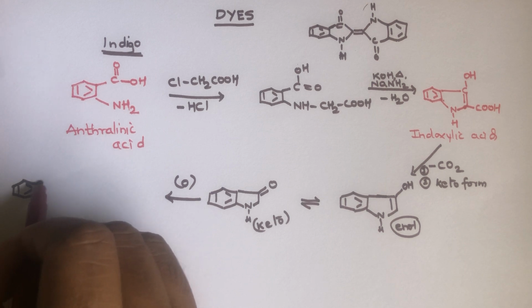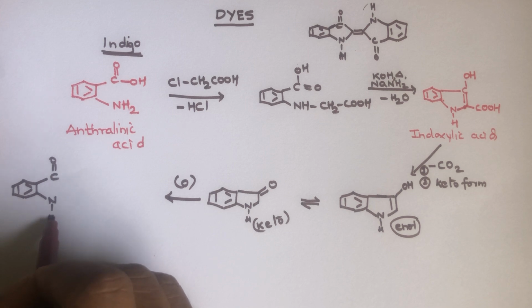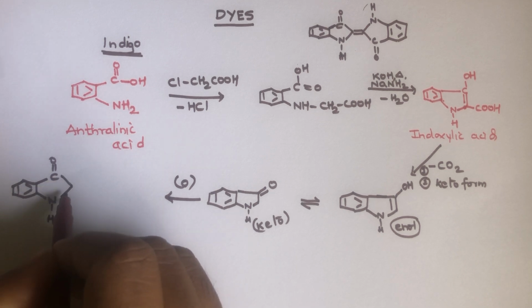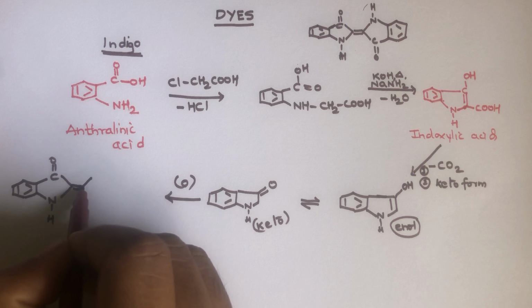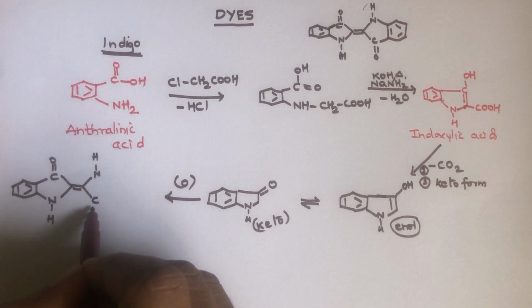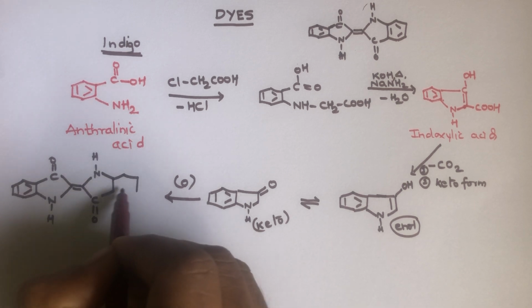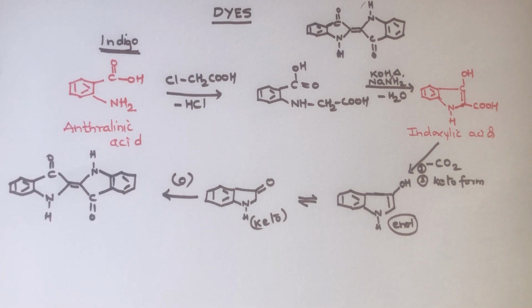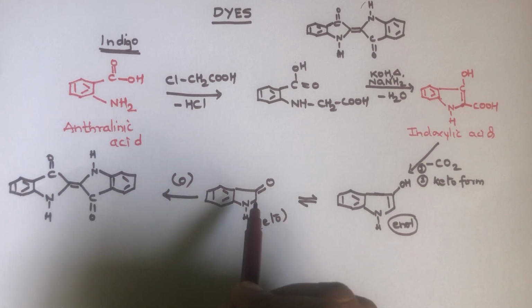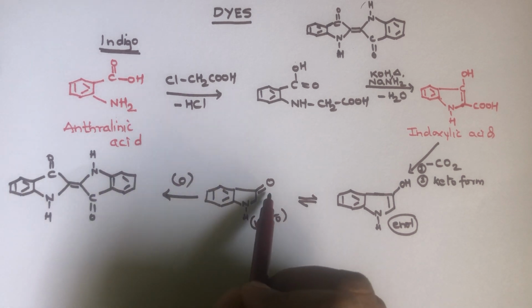Benzene, double bond O, NH, NH, and you get this indigo molecule. Okay, benzene, we have NH, this carbon, and then C double bond O.